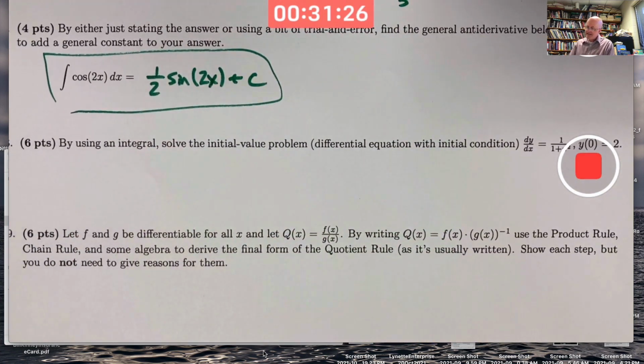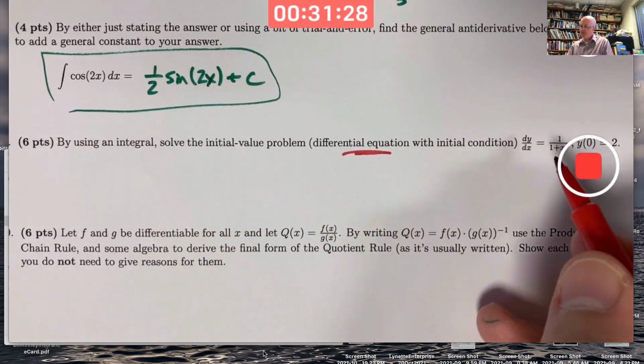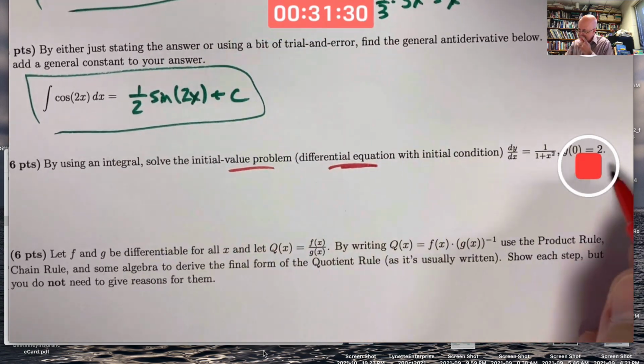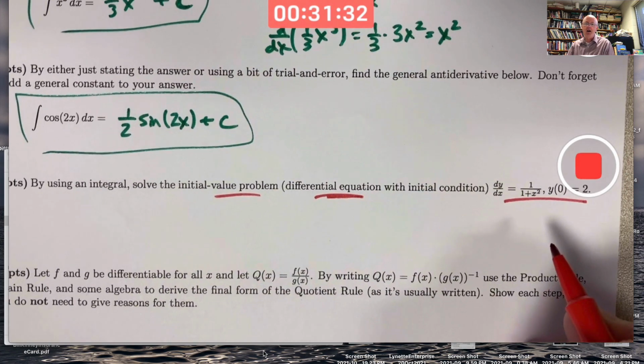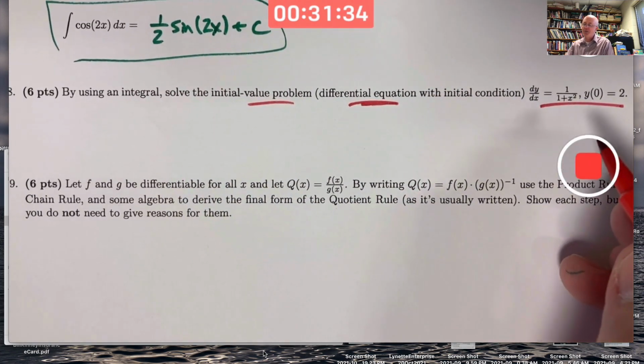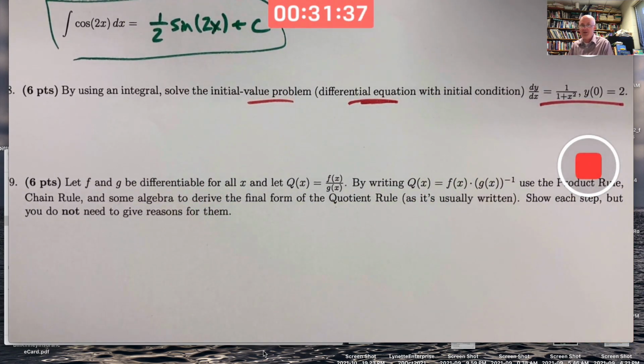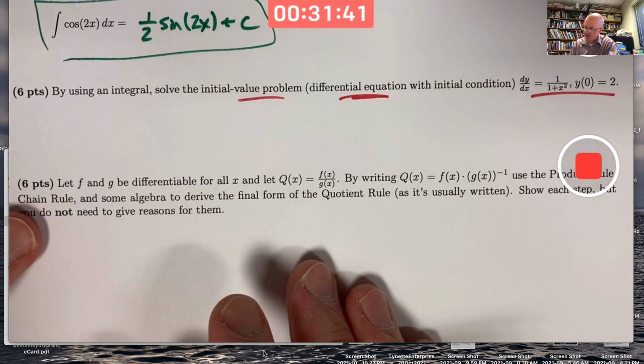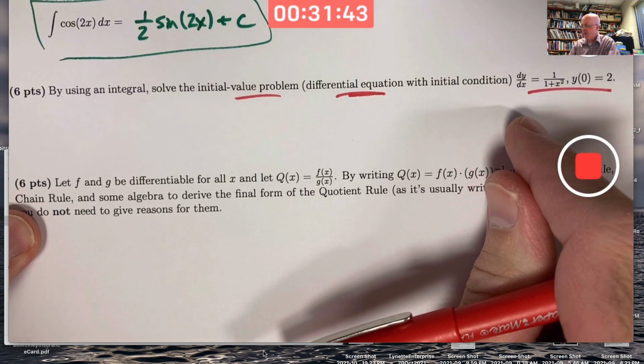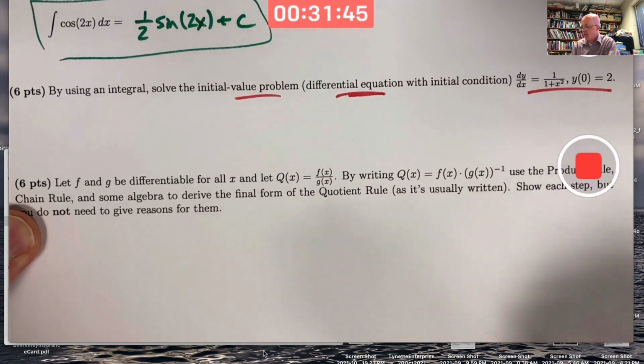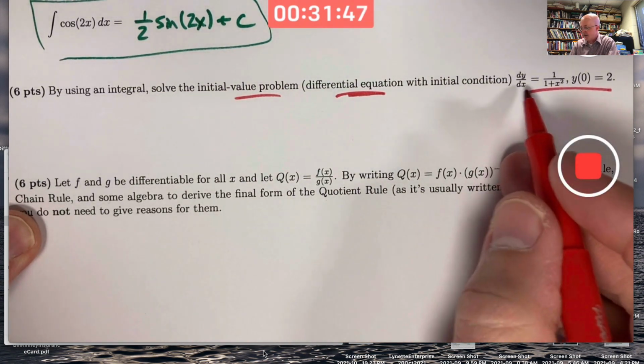Part 18 is a basic differential equation problem, an initial value problem. It's got an initial condition. This is so basic, it's hardly even worth calling it a differential equation, because you can come up with much more complicated differential equations. But really what we're looking for here is just another way of thinking about an indefinite integral.